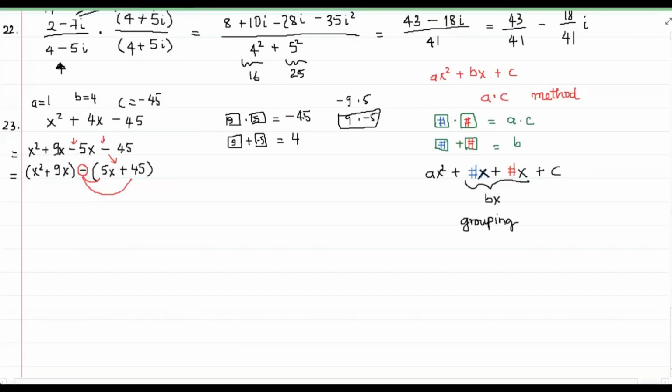So continue to factor. The first one, I take x out. I have left x plus 9 minus, I will take 5 out. I have left with x plus 9. Well, now x plus 9 is the common factor. We take it out, x plus 9. The first one we have left with x, the second with 5. Here we go.